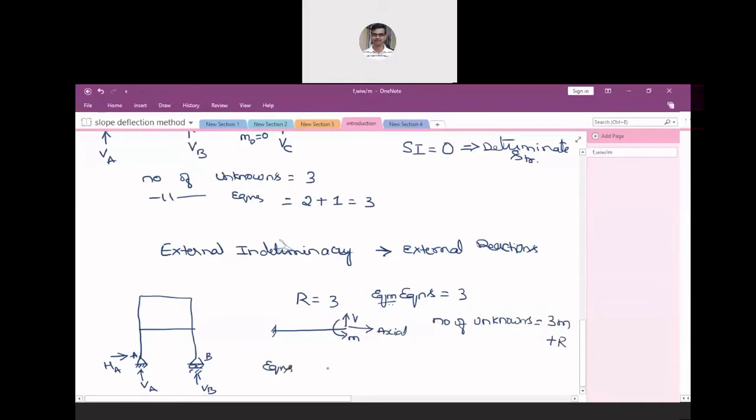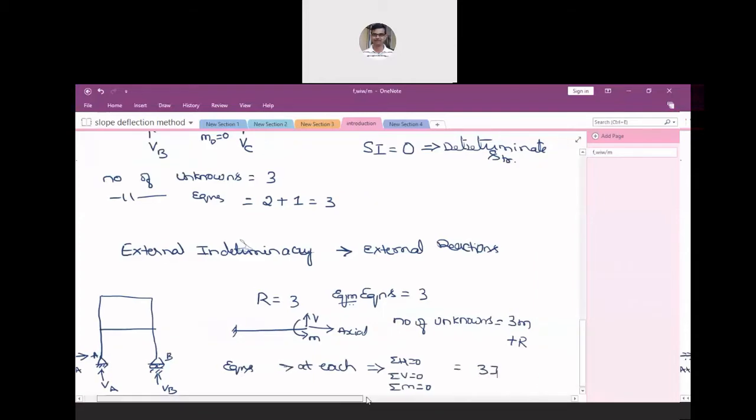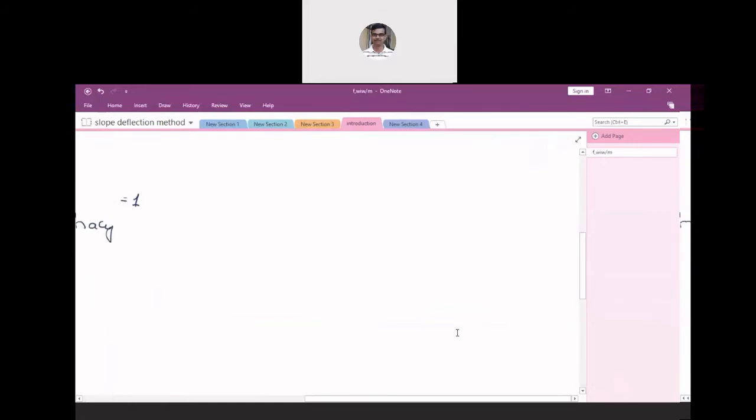And the available equations, how do I calculate? At each joint, I can apply joint equilibrium: summation of horizontal force equal to 0, summation of vertical force equal to 0, and summation of moment equal to 0. So the available equations I can say is 3 into j. Using this, I will be in a position to calculate the degree of indeterminacy for the problem which we have considered, which is a hotel frame, which is a two-story, sorry, it is a hinged support.